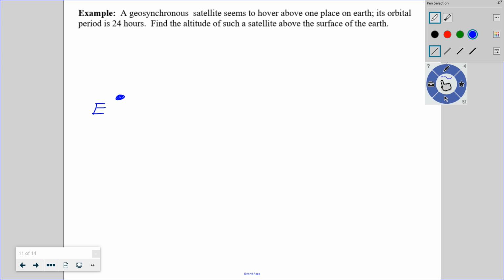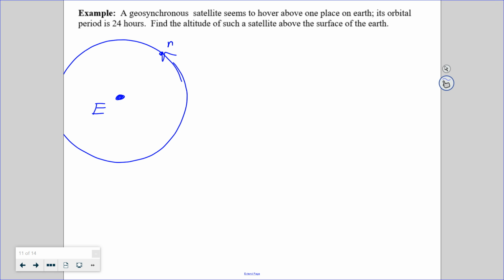orbits around the planet Earth in a circle. We'll call that little m. And it has a certain radius. And what we know is the time to go around once is 24 hours. And the trick is to put it way up high above the atmosphere so that it doesn't have drag from the air and fall down and burn up and all kinds of bad stuff.